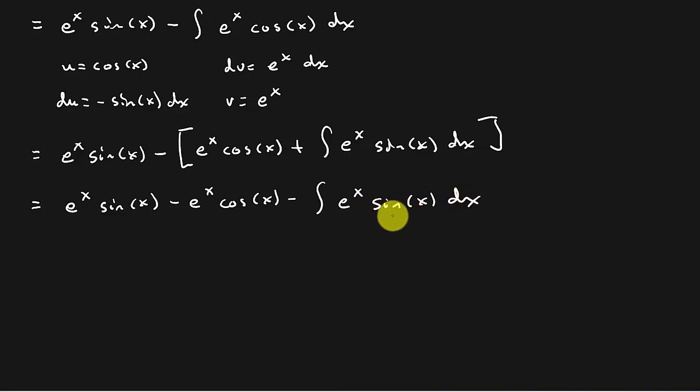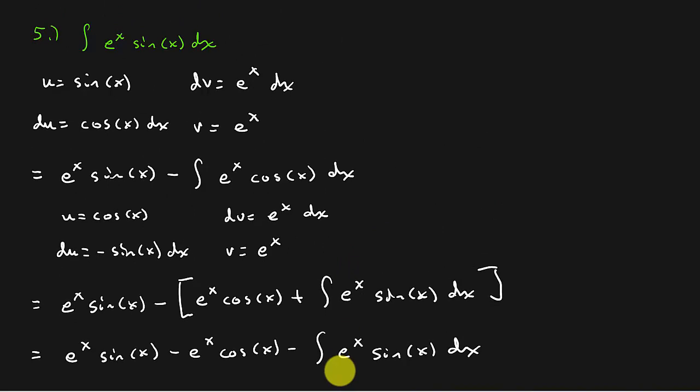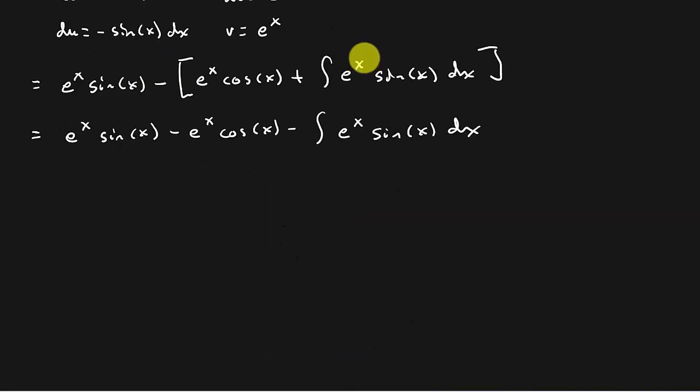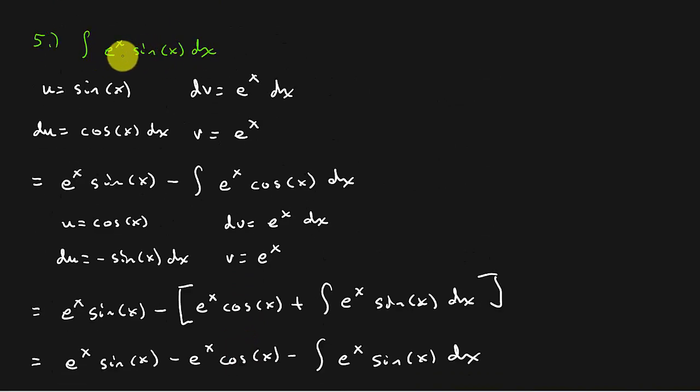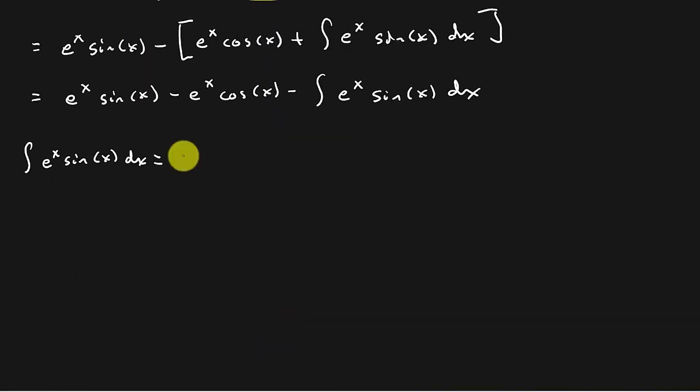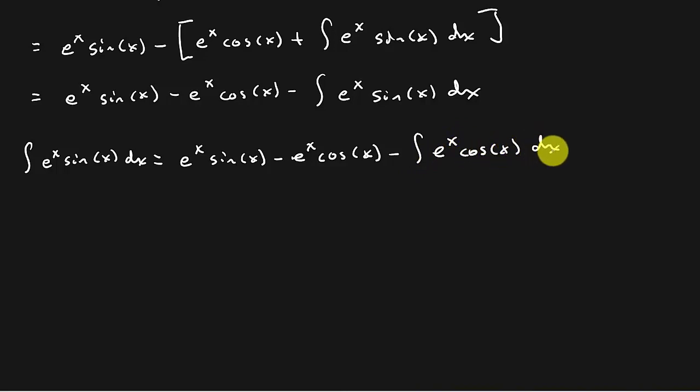And you can see here we're right back where we started, with the original problem. So basically what we have here is the integral of e to the x sine x dx is equal to, so all I did is I just wrote the problem down again. That's equal to this, e to the x sine x minus e to the x cosine x minus integral e to the x sine x dx. I'm sorry, that should be sine.